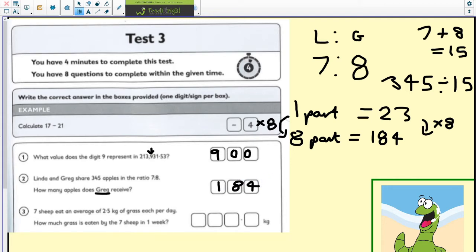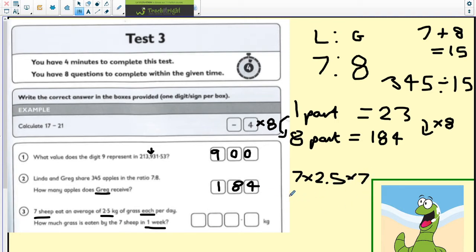So now we need to do question 3. 7 sheep eat an average of 2.5 kilograms of grass each per day. Okay, so 7 of them eating 2.5 each. How much grass is eaten by the 7 sheep in 1 week? So let's start from the beginning. We've got 7 sheep, and each one eats 2.5 kilograms, and they're going to do that for 7 days. So the maths is 7 times 2.5. Sorry, that's the sheep, that's the amount per day, and we're doing that for 7 days.